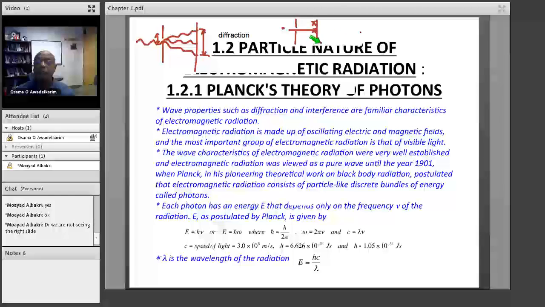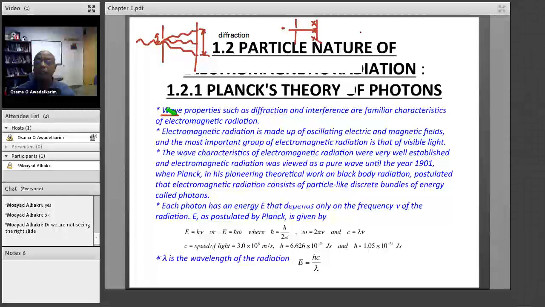So diffraction meaning that the image of an incoming wave through an opening would be in a larger area in the screen. So waves, we know them and we know their properties, diffraction and interference.